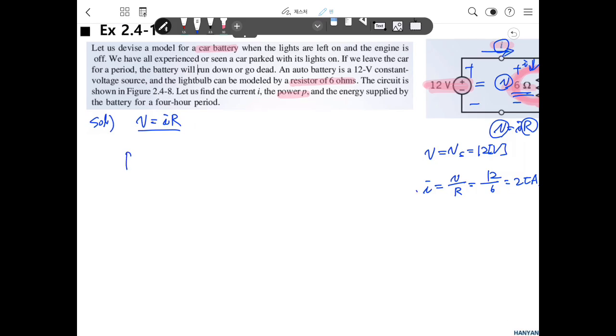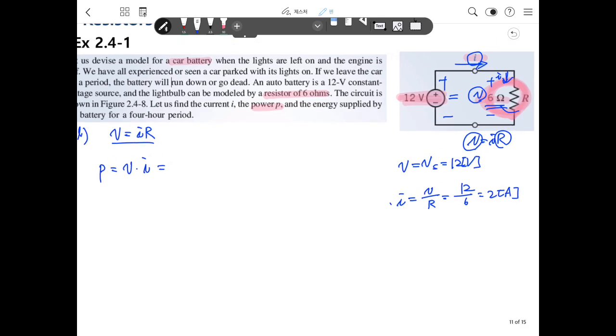The next is power. I already told you in the previous chapter, chapter 1, that power is voltage multiplied by current. So what is the voltage? Of course, across this resistor it is 12, and the current flowing through the element is 2 amps. So there will be 24, and the unit is watt.